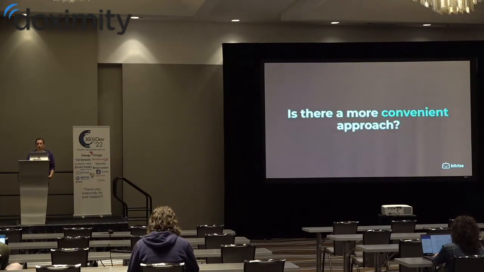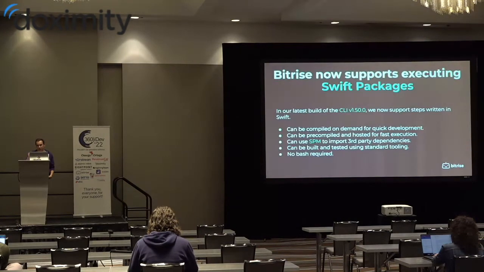So is there a better way to do this, writing Swift code to produce our automations? And the answer is yes, right? As of the latest version of our CLI, version 150, we now support steps written with Swift with tools like Swift Package Manager. There are some really nice benefits to this approach, and I'll name a few of them here. You can compile on demand for quick development. When you're developing your automations locally, you can iterate quickly by running them over and over again and testing them as you write them.